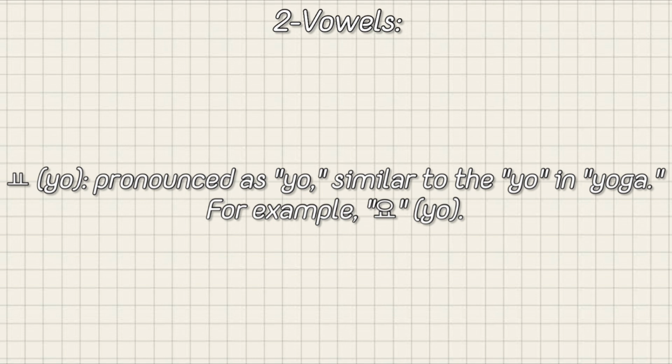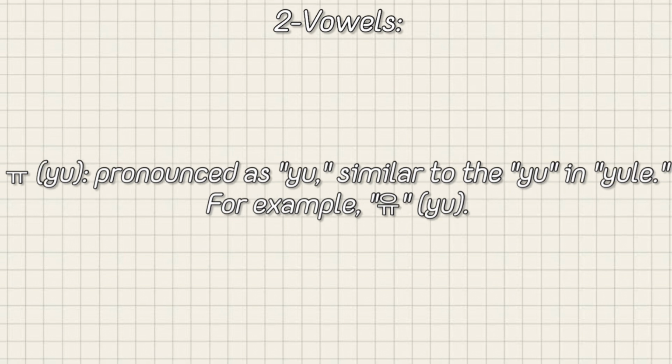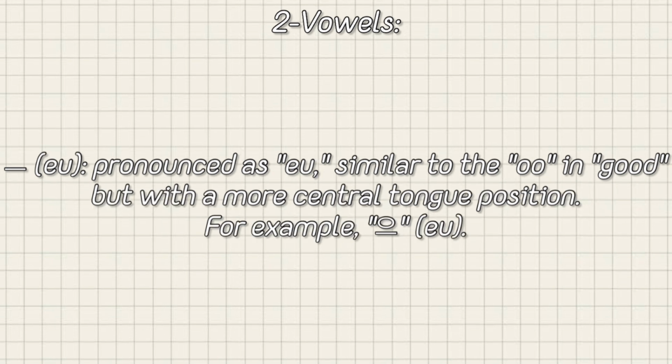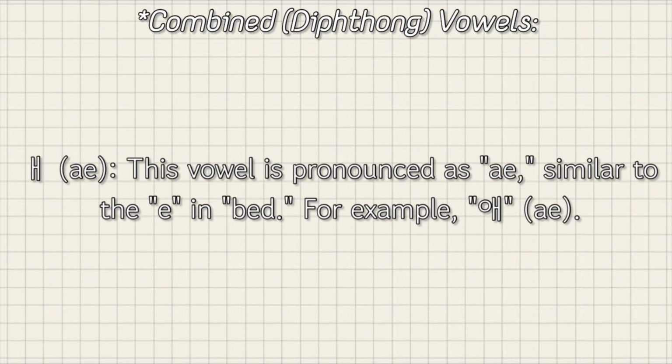Yo, pronounced as yo, similar to the yo in yoga. For example, yo. U, pronounced as u, similar to the double o in food. For example, u. Yu, pronounced as yu, similar to the English word you. For example, yu. Eu, pronounced similar to the e in get, but with a more central tongue position. I, pronounced as i, similar to the double e in see. For example, i.